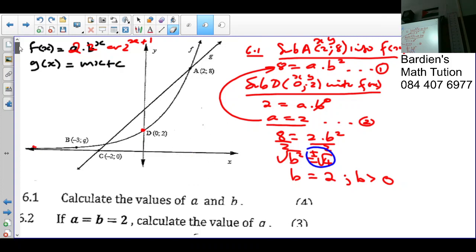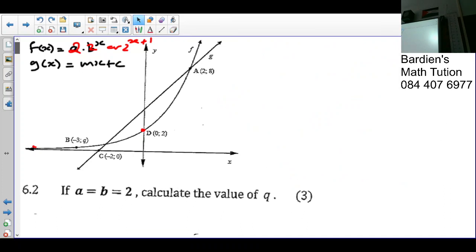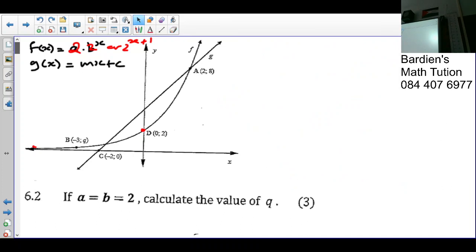Okay, so I've written it in there. So I'm going to take this off. So the next question says, if a is equal to b is equal to 2, which now confirms my answer, not so? And if you got a different answer, you must use a to be 2 and b to be 2. Okay? You can't now say, no, I think I'm more right than you, and use the answer you have. You must use what is given to us. Okay? So if a is equal to b is equal to 2, calculate the value of q.